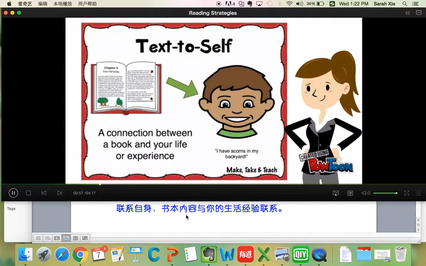When you make a connection, text to self is a connection between a book and your life or your own experience. How can you relate to the story that you're reading?